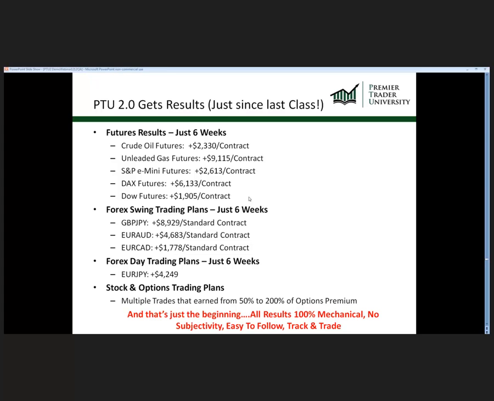Look at these forex swing trade plans, right? The pound yen, like we mentioned, been kind of like unleaded gas. It's just in vogue right now. These things kind of cycle up and down, but $8,900 and $4,600 on the Euro Aussie and almost $1,800 on the Euro CAD, and even day trading, if you want to go that approach, Euro Yen over 4,000. It's been better than the Euro US. Stock and options, we've had multiple different trades that have earned 50 to 200% of the options premium. And that's just the beginning.